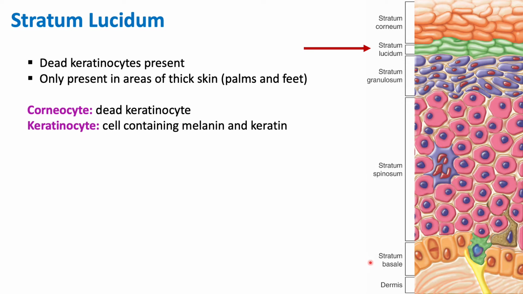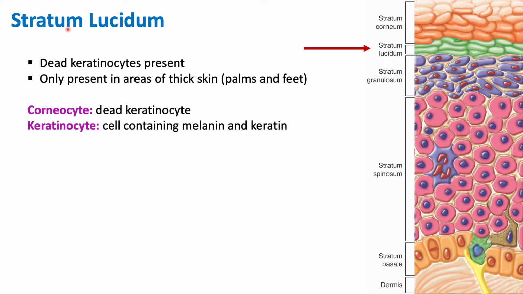That's because when we're moving from stratum basale to stratum corneum, essentially the cells that are moving up are undergoing differentiation, which means that they are changing. So at each level, the cells are going to be slightly different. So at the stratum lucidum level, we have these dead keratinocytes, but they still have to undergo further differentiation in order to fully become a corneocyte. So at the stratum lucidum level, we only have dead keratinocytes, and they have not yet fully become a corneocyte.